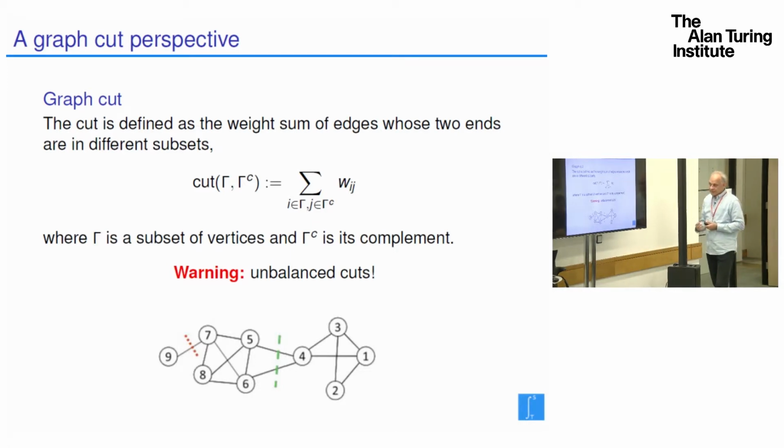The problem with this definition is typically what you end up with is not something like what you have here, the green cut, but the red cut. You cut off one single node. And that often is the optimal solution to this. That's usually not what you want. Typically, you want to have a more balanced cut. But this formulation favors these cuts where you just cut off one single node. That's not really what we want.